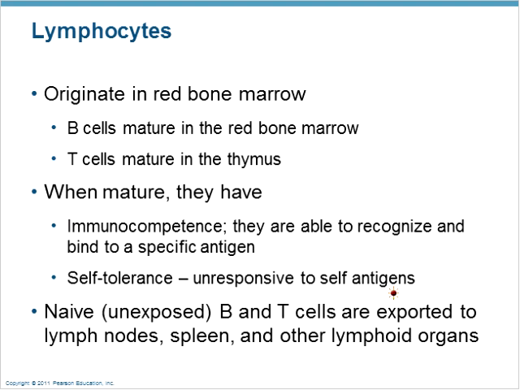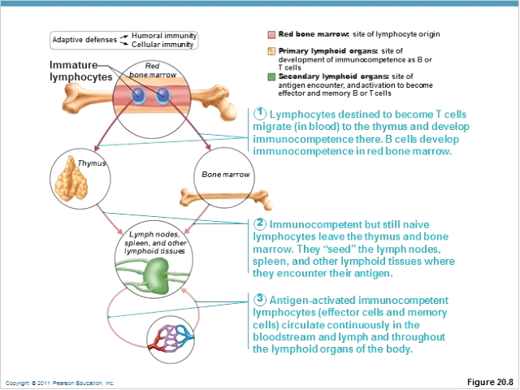Naive, which is a term we use for unexposed B and T cells, are exported in that naive form to lymph nodes, spleen, and other lymphoid glands. So they're sort of deployed to those areas. And if they come in contact with an antigen, then they'll have a reaction. They'll become less naive. They'll become activated.